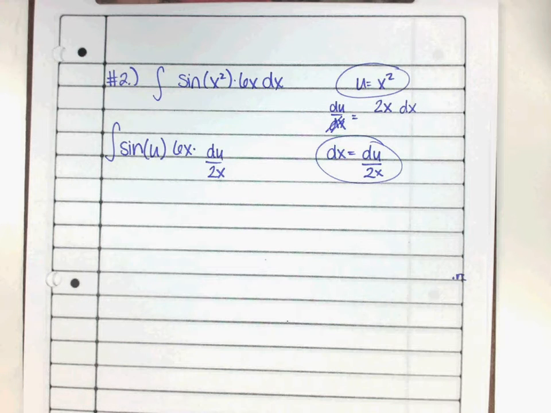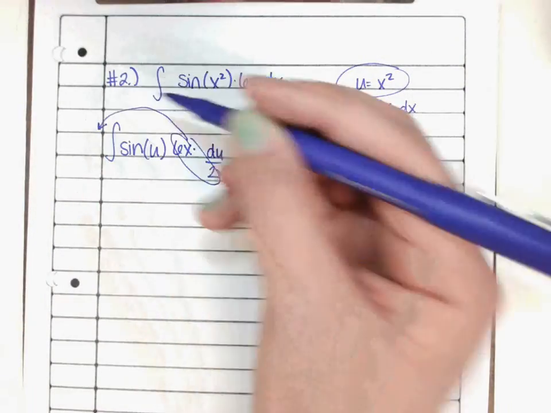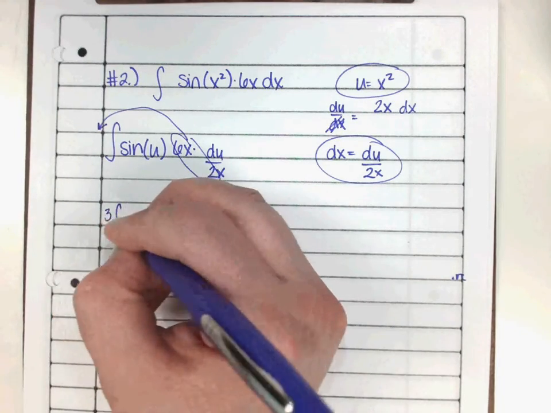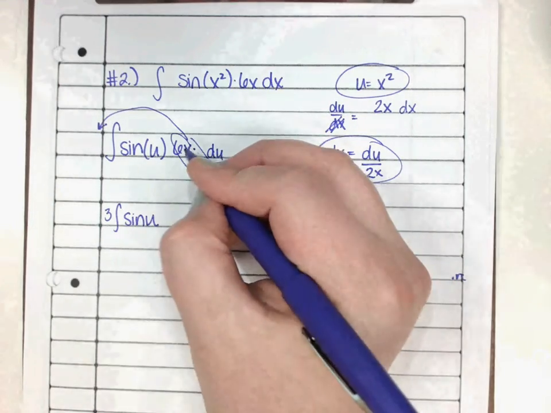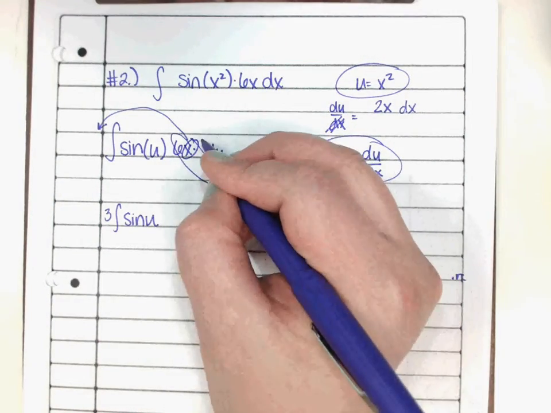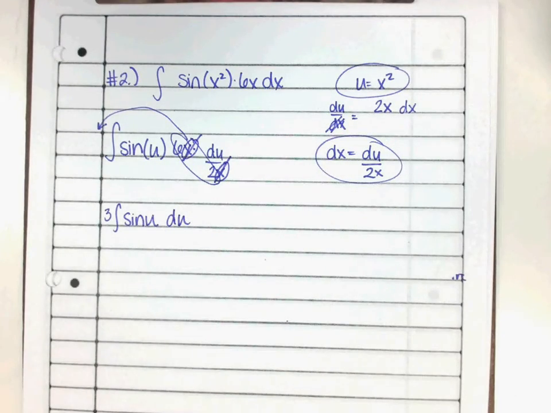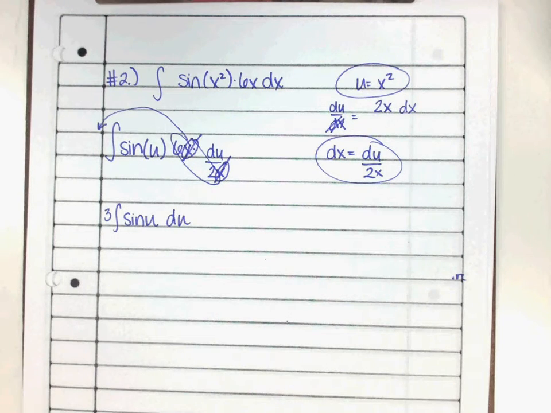Now, 6 and 2 are constants. X's don't count, right? So my 6 and my 2 can come to the front. But what is 6 divided by 2? 3. So I'm going to pull a 3 to the front. Integral sine u. And then what do you notice is going to happen if I have one x on top and one x on bottom? Cancel out. They're gone. So this x and this x cancel out together. du. 3 moves to the front. How do we get the 3? 6 divided by 2.